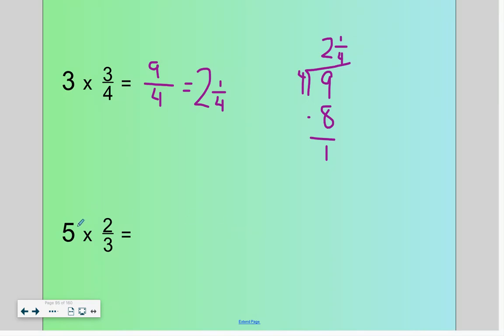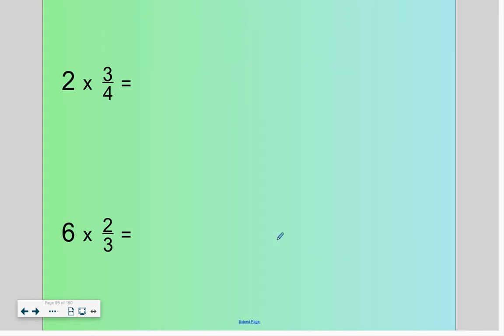5 times 2/3, 5 times 2 is 10. Keep your denominator the same. 3 goes into 10 3 times with 1/3 left over. 2 times 3 is 6 fourths. 4 goes into 6 one time with 2/4 left over, and we can reduce or simplify that to equal 1 1/2.